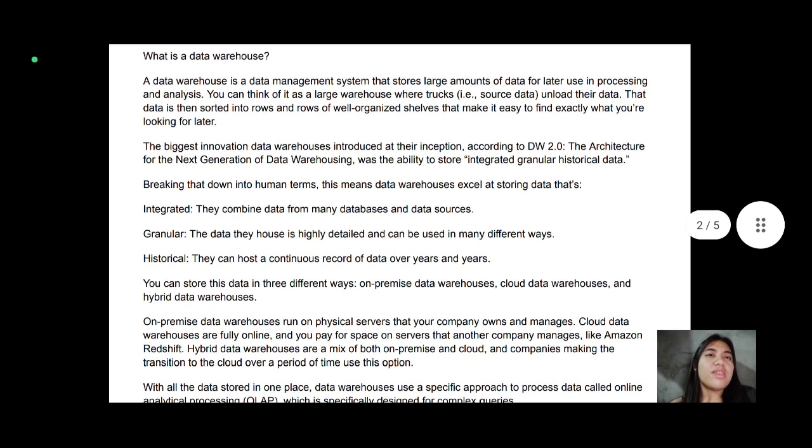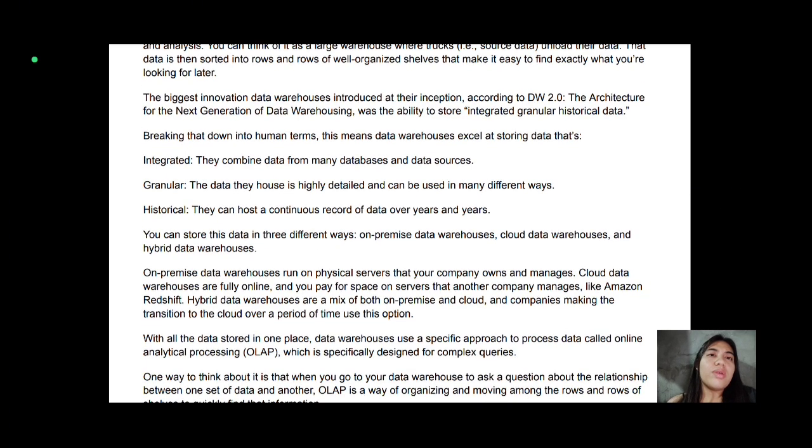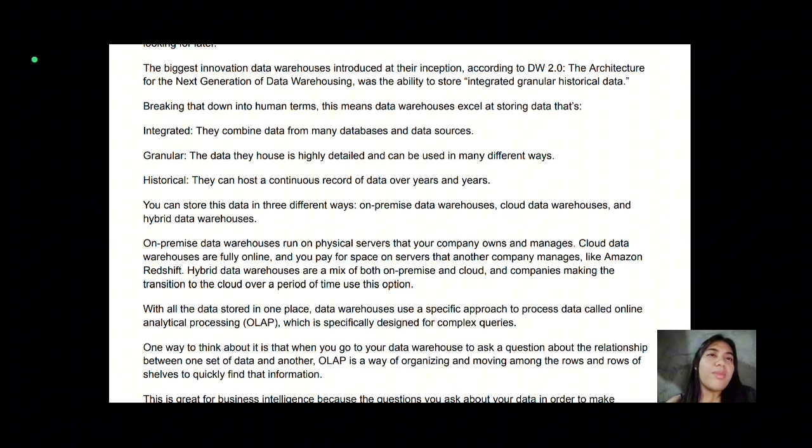The biggest innovation data warehouses introduced at their inception, according to DW 2.0, the architecture for the next generation of data warehousing, was the ability to store integrated, granular, historical data. Breaking that down into human terms, this means data warehouses excel at storing data that's integrated: they combine data from many databases and data sources. Granular: the data they house is highly detailed and can be used in many different ways. Historical: they can host a continuous record of data over years and years.